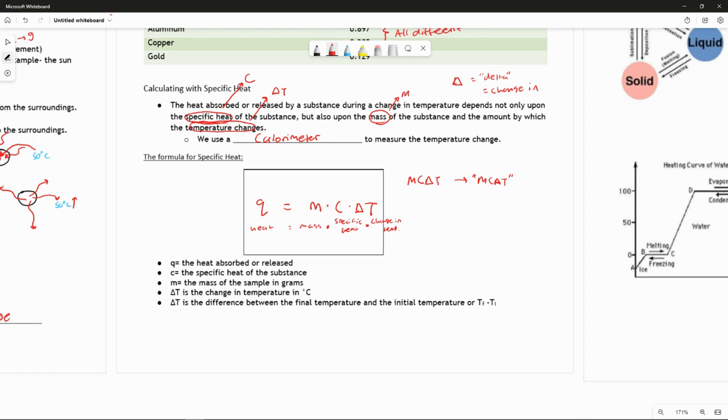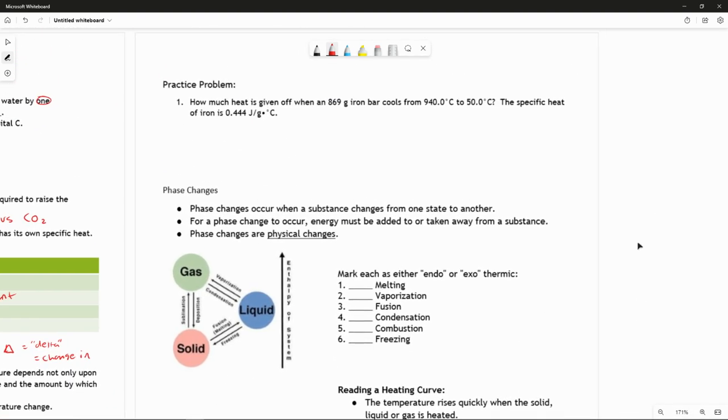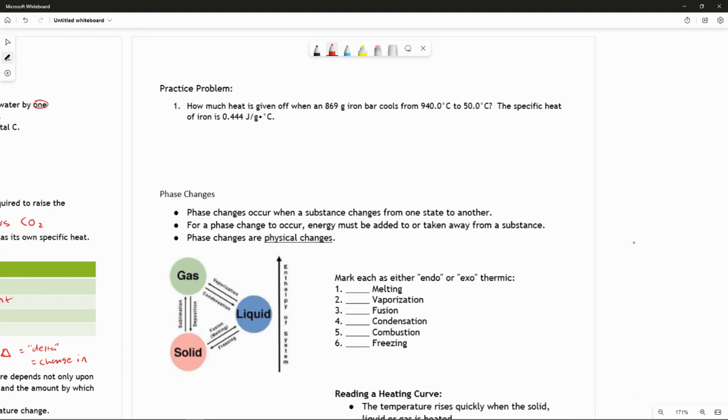One thing to note about delta T, change in temperature, is that it will always be equal to the temperature final minus the temperature initial. And the temperature must be in degrees Celsius. All right, let's take a look at this practice problem. How much heat is given off? So you're looking for Q.